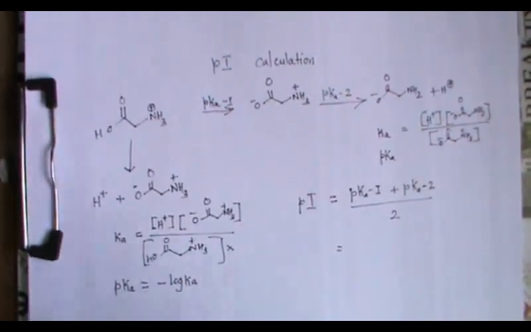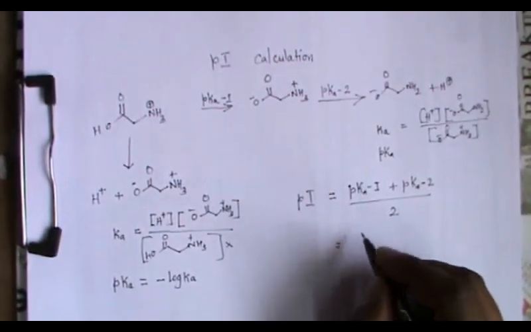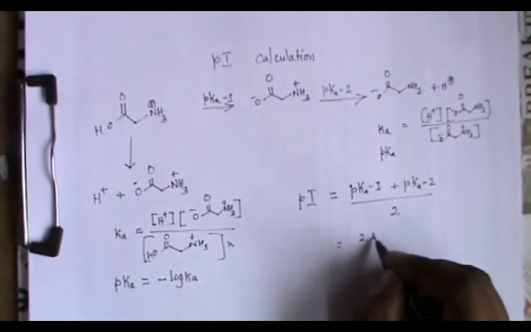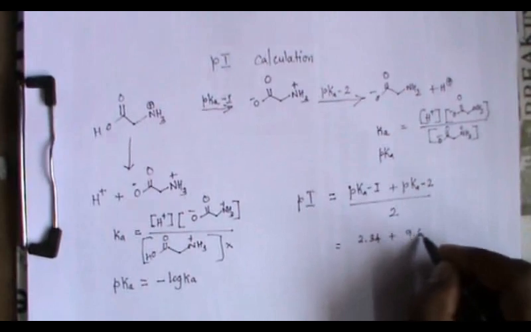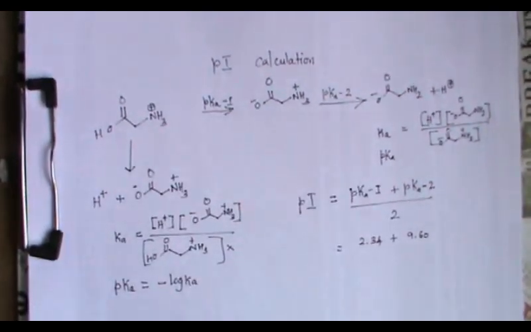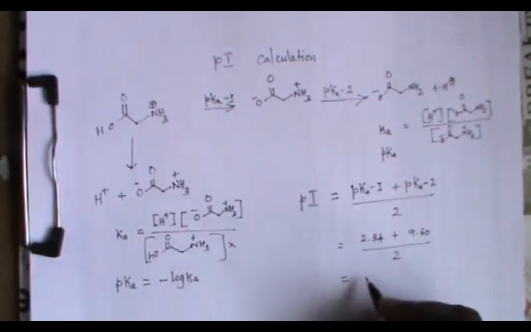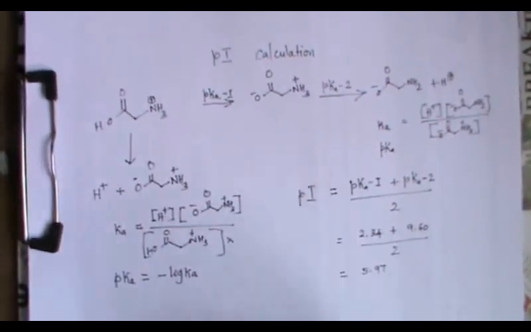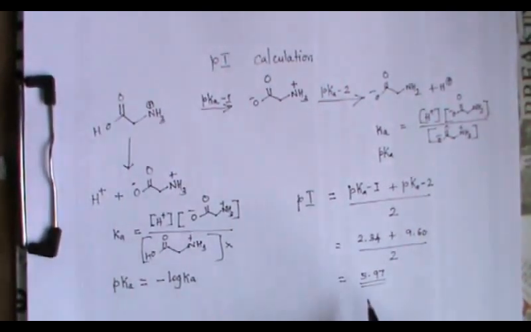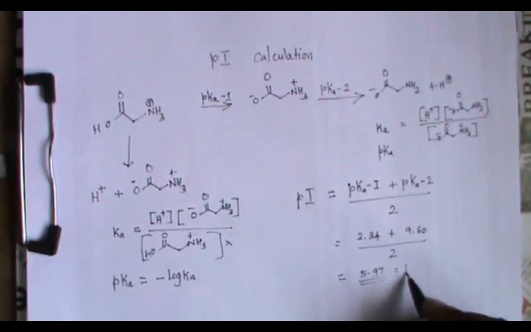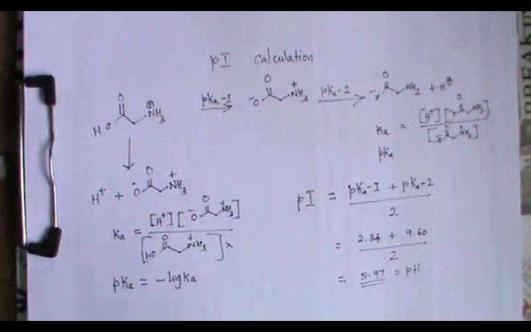For example, let us take the pKa values of glycine. The pKa1 value for glycine is 2.34. The pKa2 value is 9.60. I add these two pKa values and divide by 2. What I get is 5.97. So this is the isoelectric point for glycine. At this pH, glycine will exist in the neutral form.